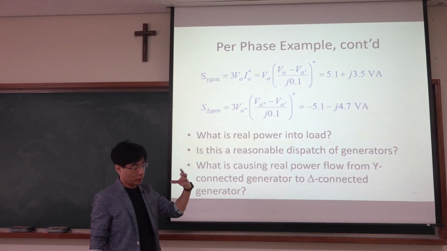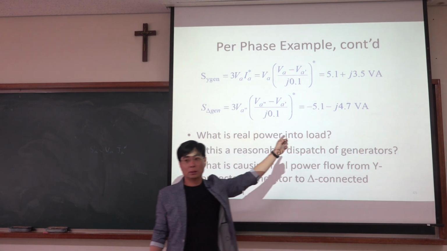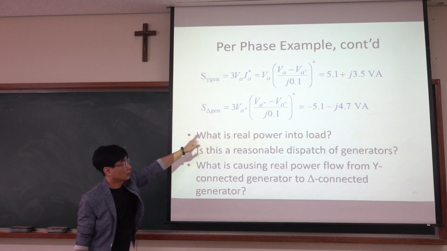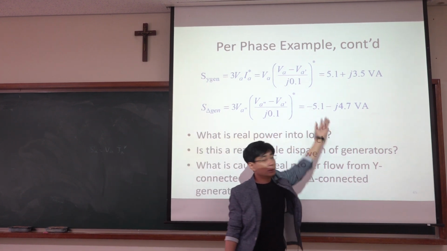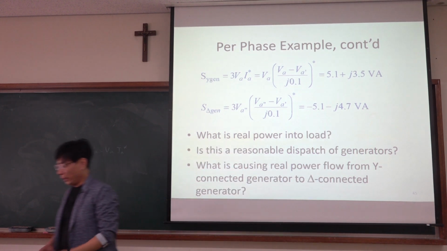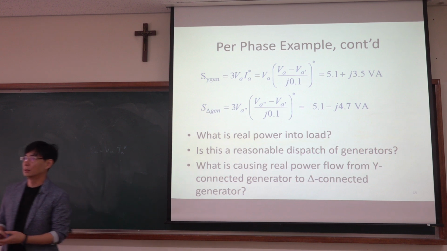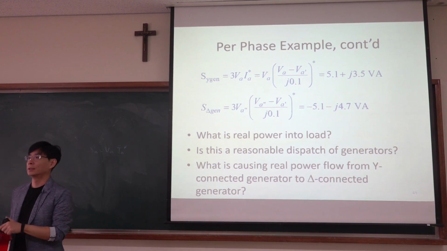The Y connected generator supplies 5.1 real power and some reactive power. And the delta connected generator supplies minus 5.1 real power and some reactive power. Then what do you see? Yeji, can you guess what I want to say here?